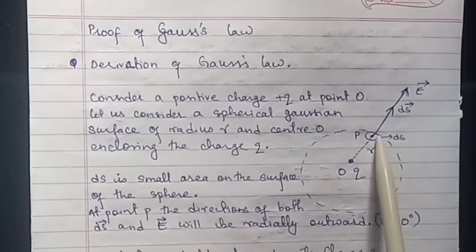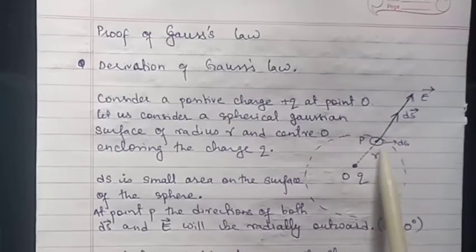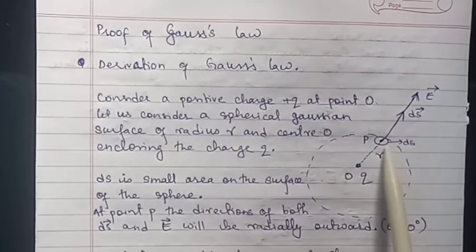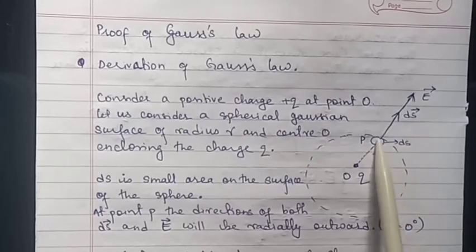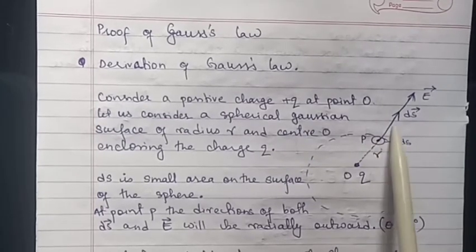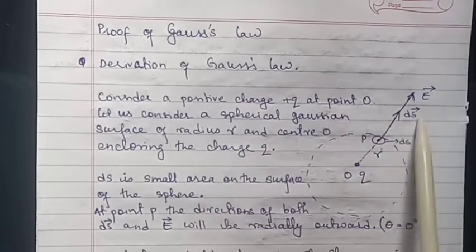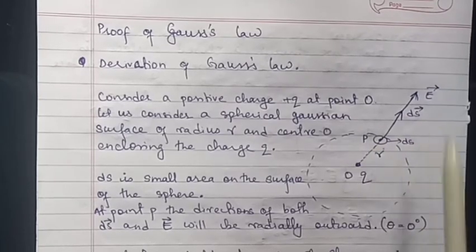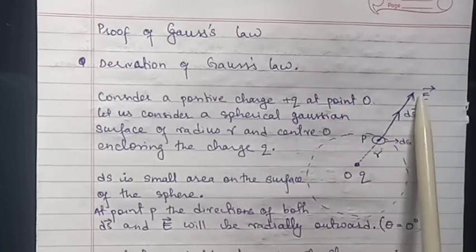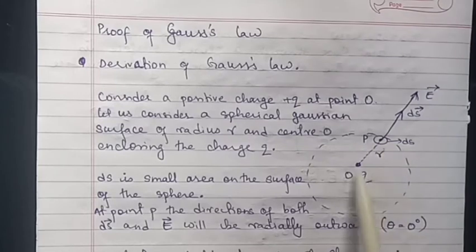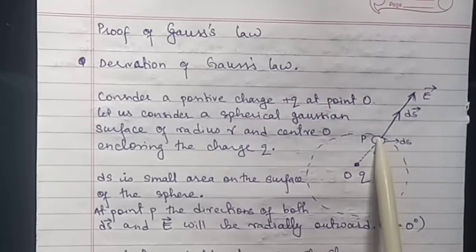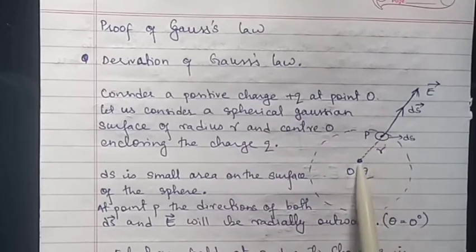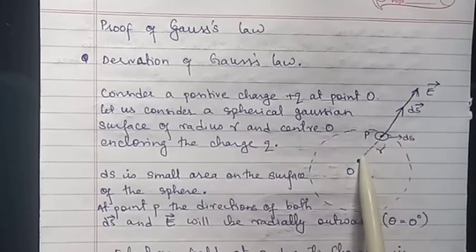On the surface of this Gaussian surface I am taking a small area ds. The direction of the area vector will be perpendicular to this small area, so ds is the area vector of this area, and let E be the electric field at this point. You can see the direction of both electric field and area vector is the same. That means both the vectors are going radially outward from the charge.